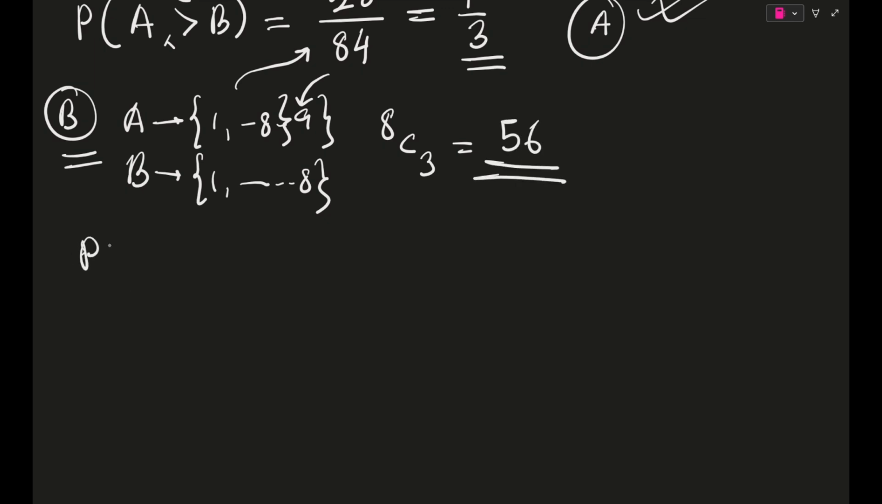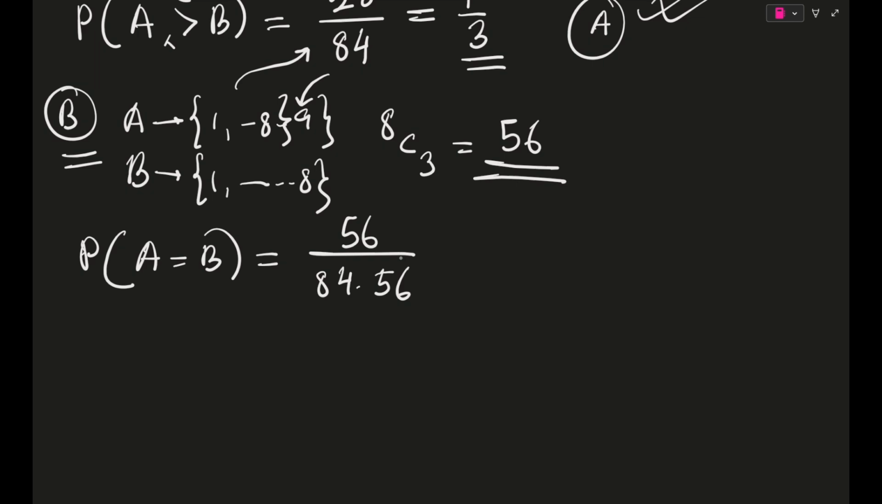So guys, the probability that the number of A is equal to the number of B will be 56 whole divided by, this time we take 84 into 56. Why? Because both A and B are participating in this case. So basically this will come out to be 1 by 84. Okay, and I guess option number B is also then correct.